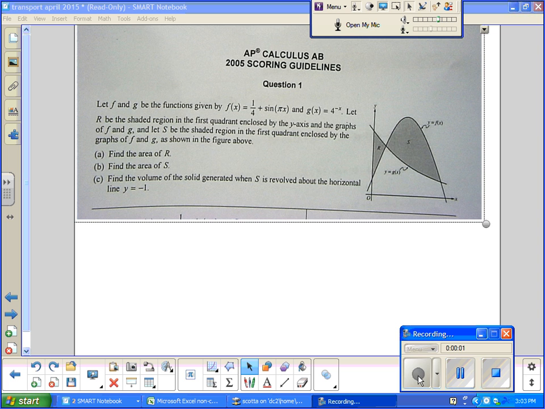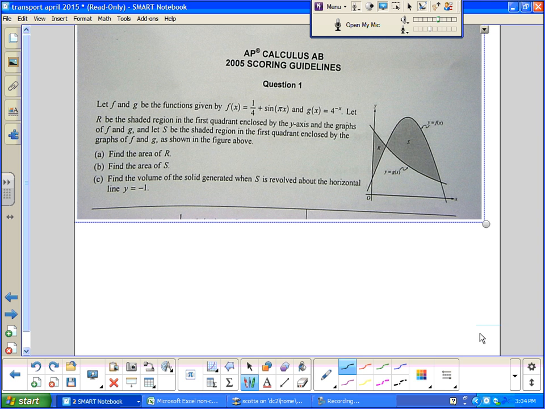All right, 2005 scoring guidelines, question 1. So they gave you this figure, right? And they gave you f and g. And the big thing on this one, immediately, you see that they switch top and bottom. There's 2 regions. They label R and S. And they say find the area of R and find the area of S.